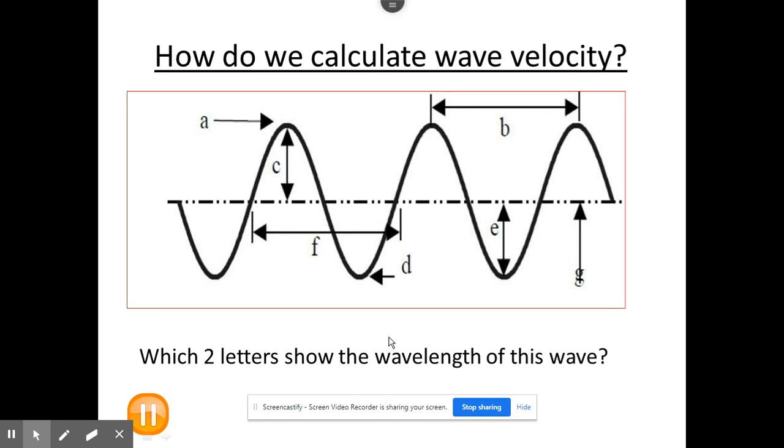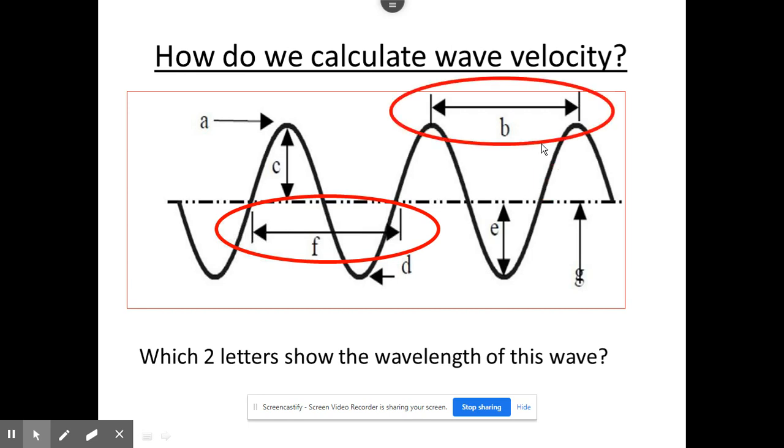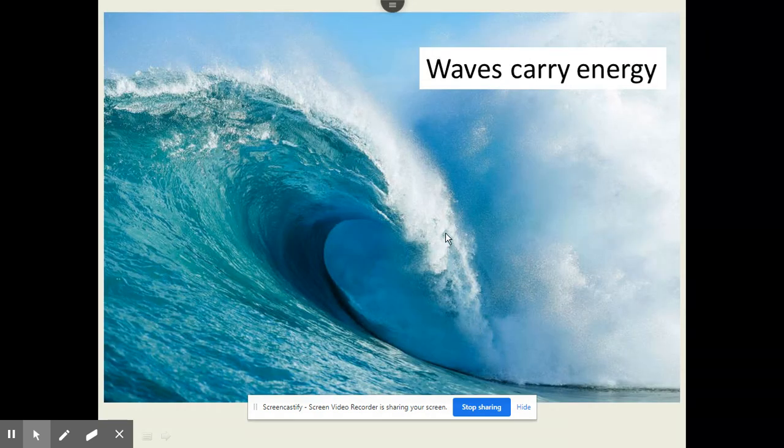Okay, so the wavelength is the distance from one part of the wave to the next part where the wave starts repeating. So that's going to be F and B. Now, an easier way to remember the wavelength is simply the distance from one top bit of the wave, called the peak or the crest, to the next peak. Okay, that's our wavelength.